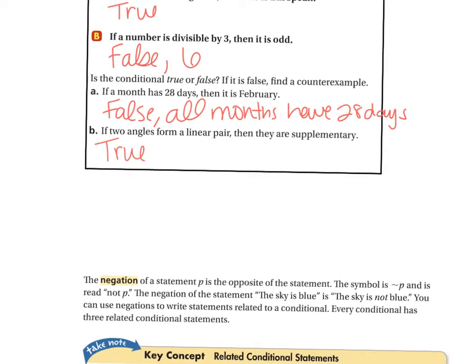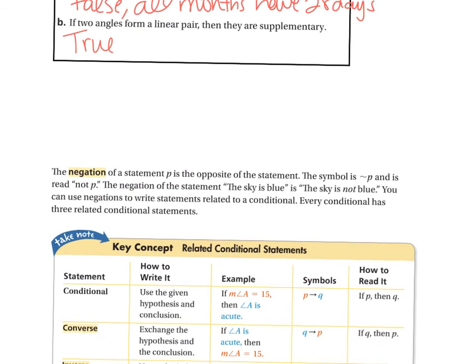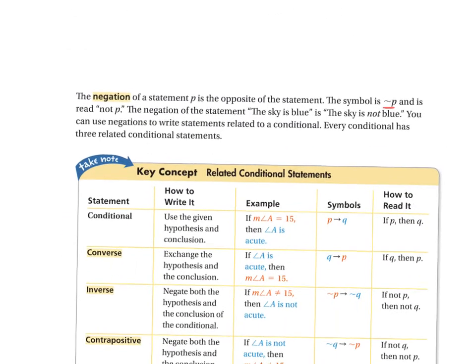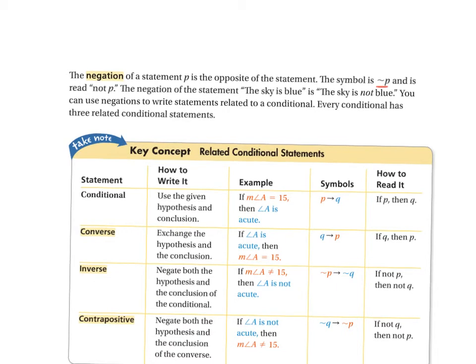Okay, so let's go to the next page and talk about negations. A negation of a statement is the opposite of the statement. You write it with a little squiggle and then whatever the letter is, and it's read as not P. So the negation of the statement the sky is blue is the sky is not blue. You can use negations to write statements related to a conditional. Every conditional has 3 related conditional statements.